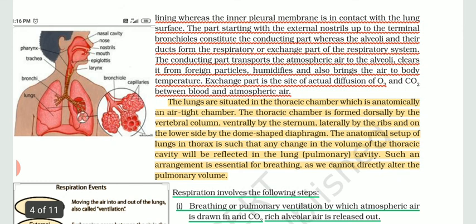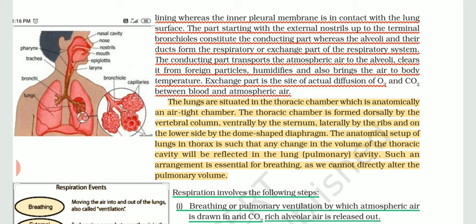Now, the part starting with the external nostrils and ending at the bronchioles is called the conducting part. It includes the nostril, nasal passage, nasal chamber, pharynx, larynx, then the trachea and bronchi, which include primary, secondary and tertiary bronchi, and the bronchioles. Why is it called conducting? Because it is just a road. Nothing is being trapped, nothing is being absorbed. Air is just passing through these parts.